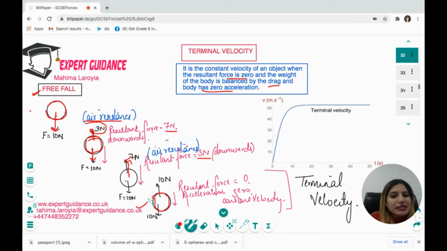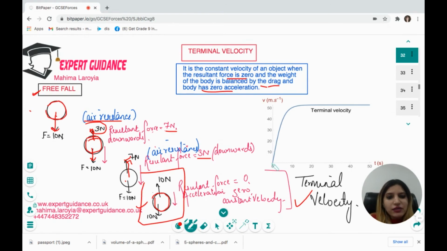It falls with a constant velocity. And that is what is a terminal velocity. So this situation here, where the weight of the body is balanced by the drag, the resultant force is 0, acceleration is 0, and the body falls with a constant velocity, the terminal velocity.